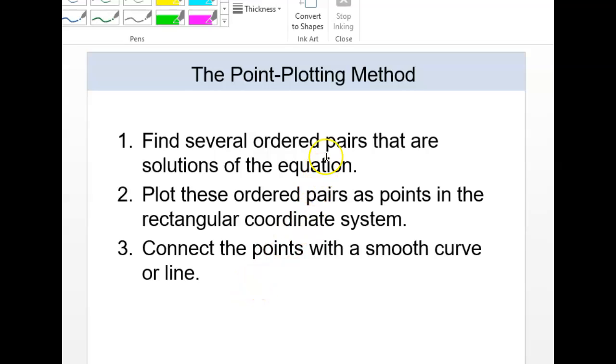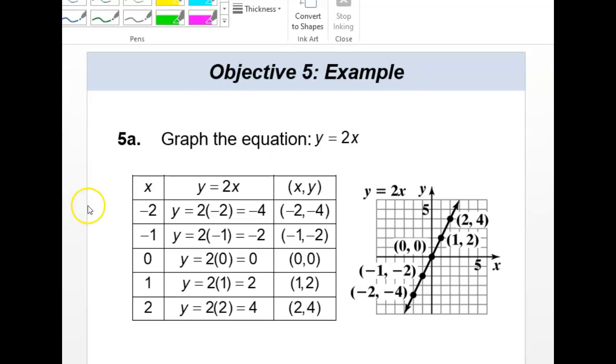So you find several ordered pairs that are solutions. 2 is all you need. You find a third one to make sure the first 2 are right, because if the third one is not in a line with the first 2, then something is wrong. You plot them in the rectangular coordinate system, and you connect them with a line.